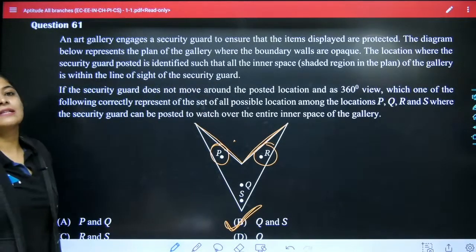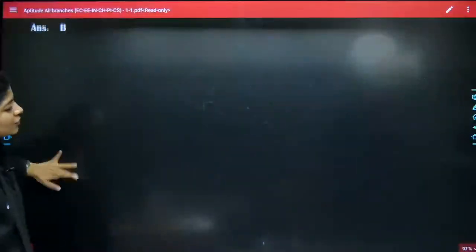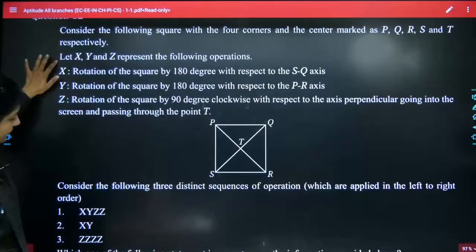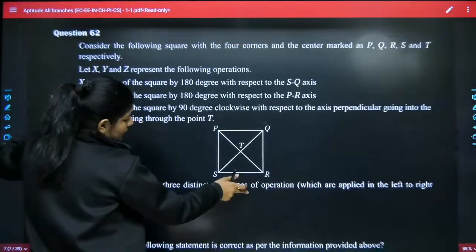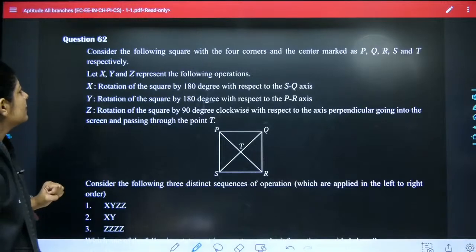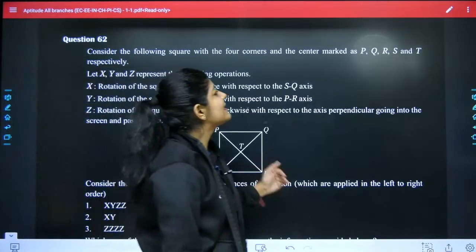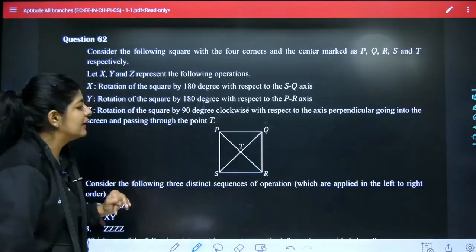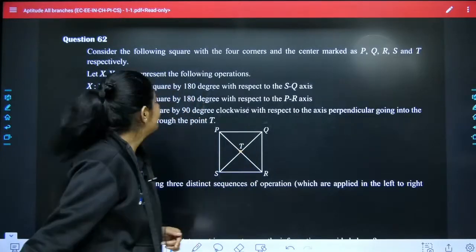Now let's move to the next question. Okay, here we have a question. Consider the following square with the four corners and the center marked as P, Q, R, S and T respectively. Here we have a square and there is a center, that is T.